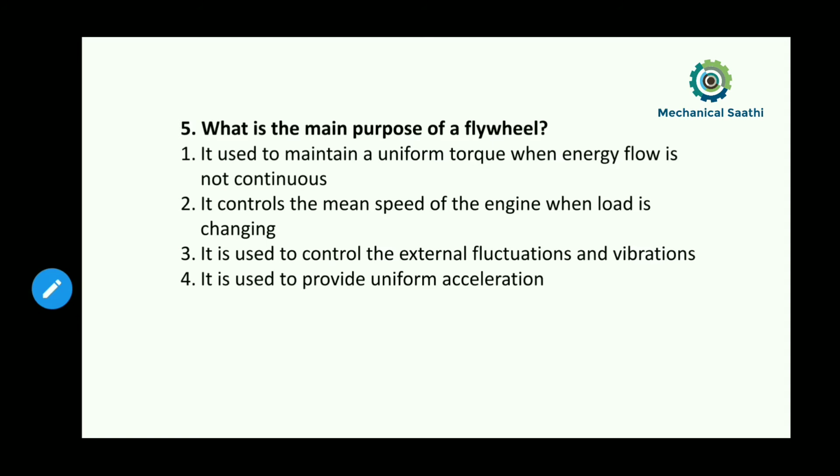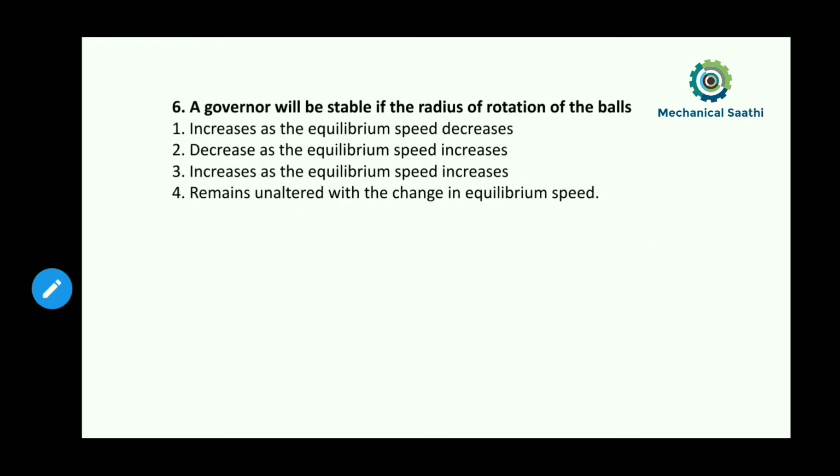Moving towards the next question, question number 6. Now it is asking something about the governor. Let us read it. A governor will be stable if the radius of rotation of the balls, and options are given like this: increases as the equilibrium speed decreases. No. Your governor will be stable if the radius of rotation increases when the speed increases, or the radius of rotation decreases when the equilibrium speed decreases.